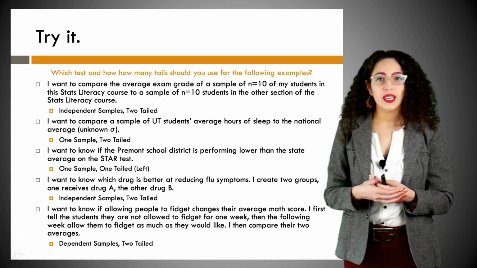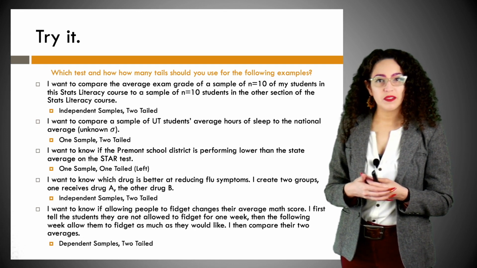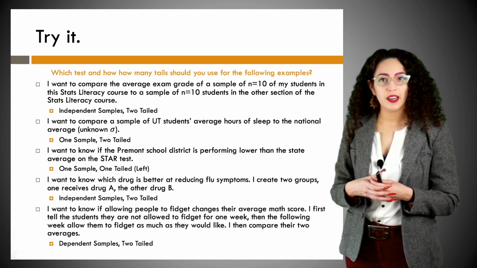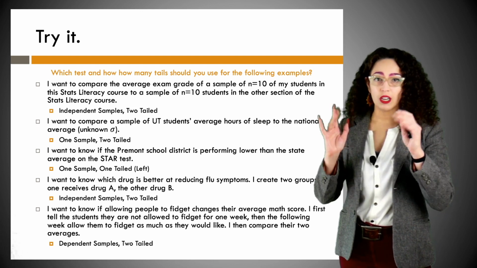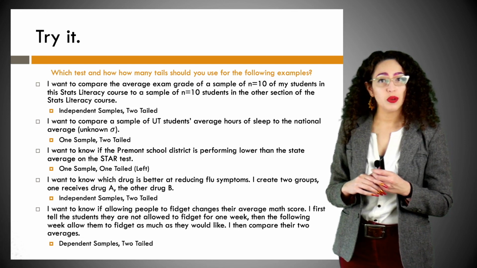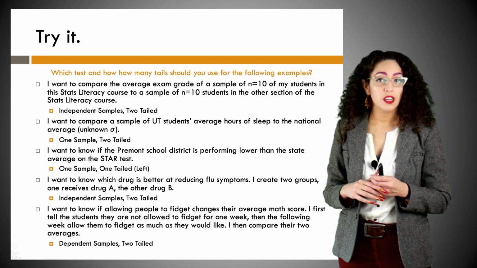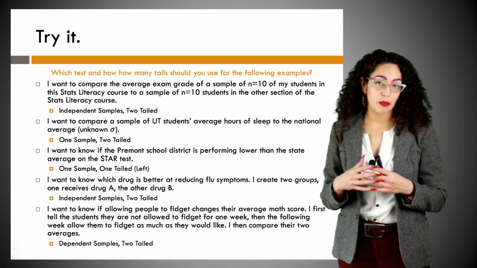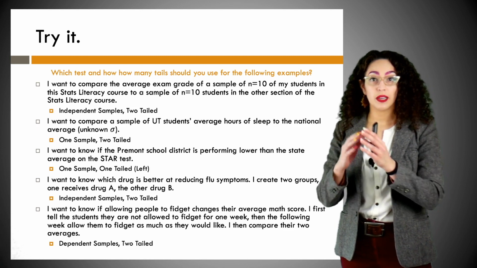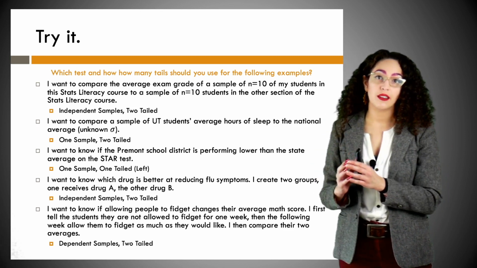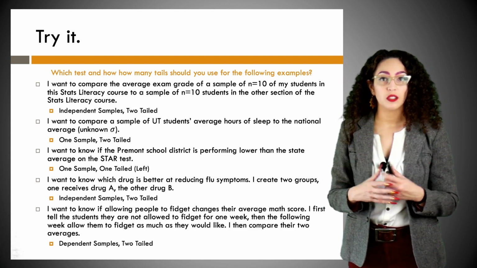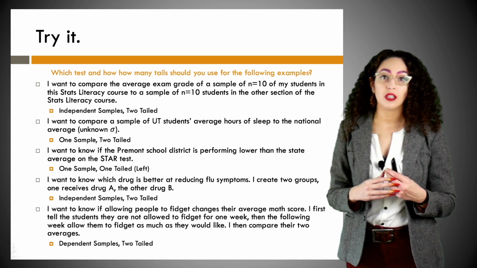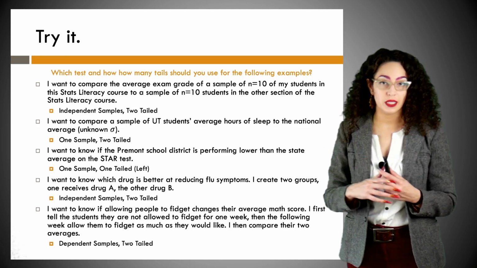And lastly, I want to know if allowing people to fidget to their heart's content changes their average math score. I first tell the students that they are not allowed to fidget for 1 week. Then the following week, I allow them to fidget all they want. I then compare the 2 averages. What are we doing here? We have this time a dependent sample because it's the same group and they were in both conditions. The first condition where they are not allowed to fidget, then they are allowed to fidget, and we check the difference between their 2 scores. And it's two-tailed because there's no assertion if it increases or decreases that math grade.